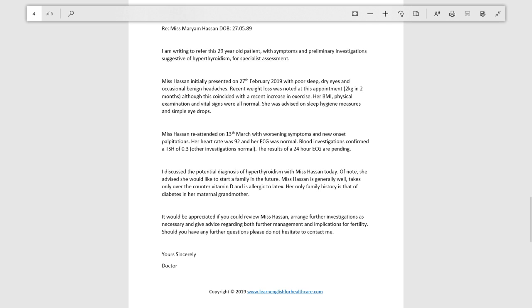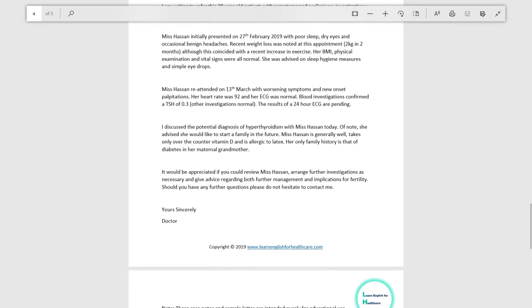Ms. Hassan reattended on 13th of March with worsening symptoms and new onset palpitations. Her heart rate was 92 and her ECG was normal. Blood investigations confirmed a TSH of 0.3. Other investigations normal. The results of a 24-hour ECG are pending. This concludes our timeline. I've included relevant symptoms, relevant aspects of the physical examination, and relevant investigations. I've also stated that we're still awaiting another investigation.